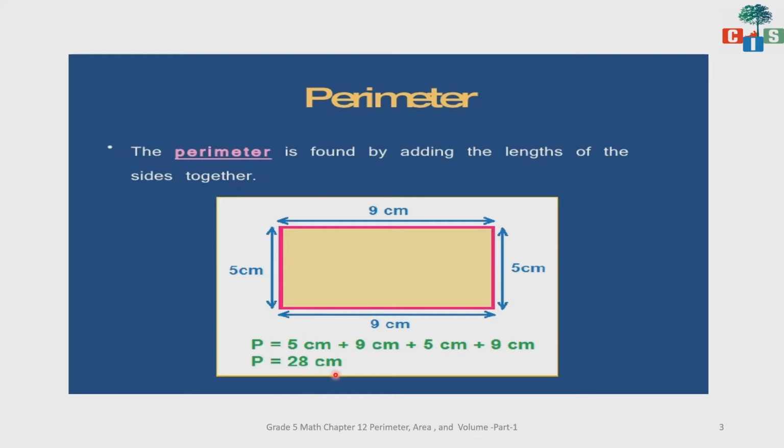In short, how do we find perimeter? By just adding the lengths of the sides together. When we add all the lengths of the sides together, we will get the perimeter of that shape. Now scholars, we will see perimeter of a square and then we will see perimeter of a rectangle.